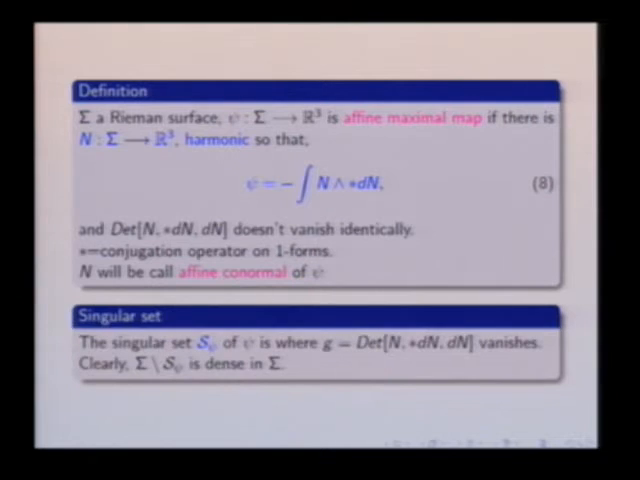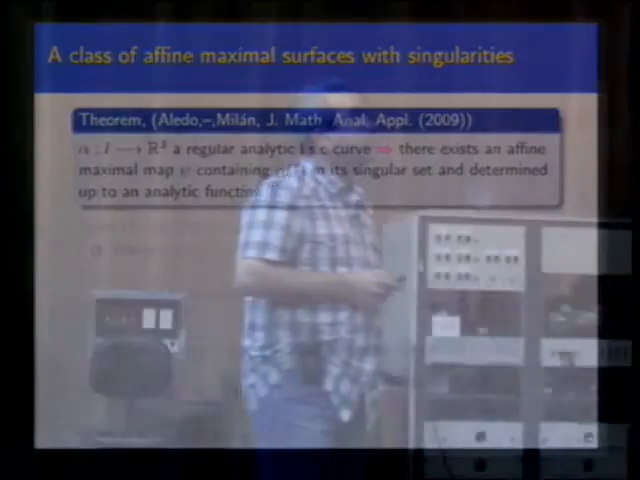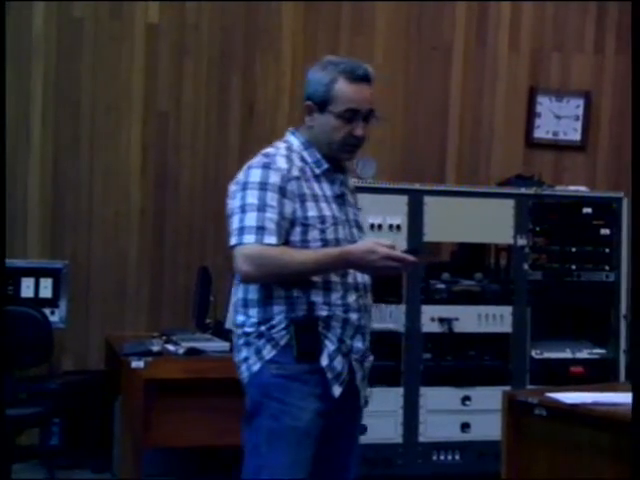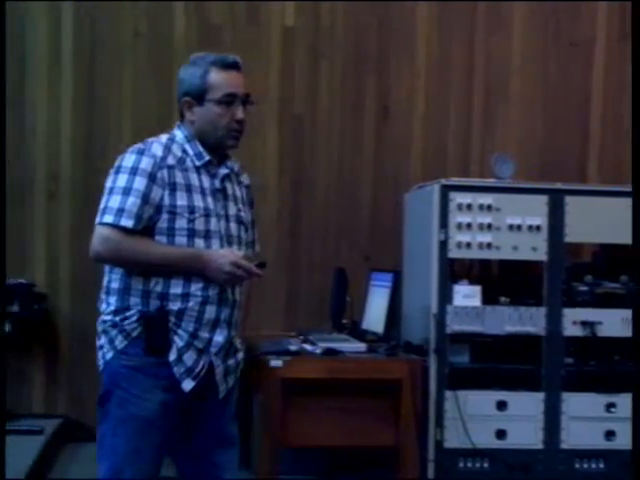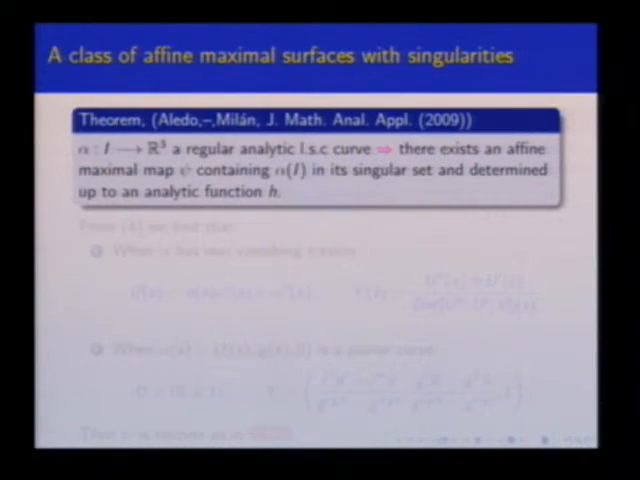The singular set of this map corresponds to the points where the quadratic form here vanishes. And it's clear that the complement of this singular set is a dense subset of the surface sigma. Then it's possible to motivate also the definition, because one can prove that essentially the singular set determines the whole surface up to a function.